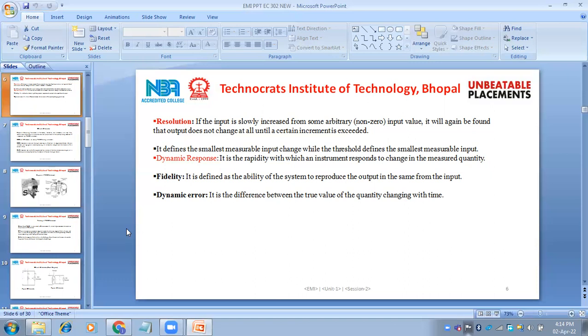Another characteristic is dynamic response. It is the rapidity with which an instrument responds to change in the measured quantity. Fidelity is defined as the ability of the system to reproduce the output in the same form as the input.